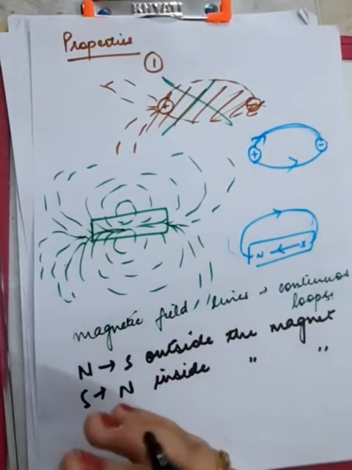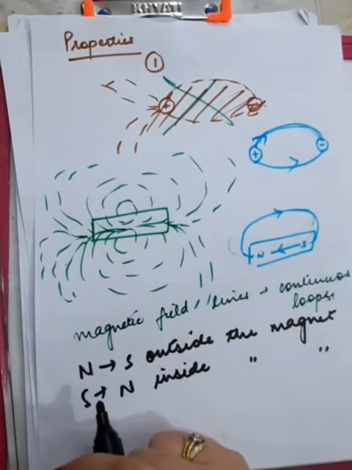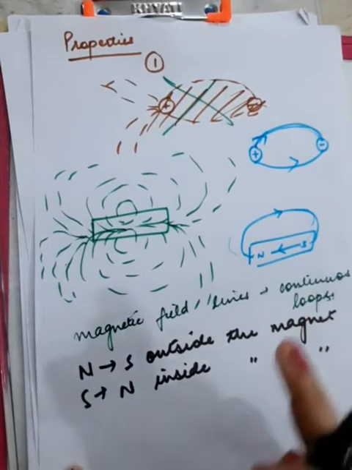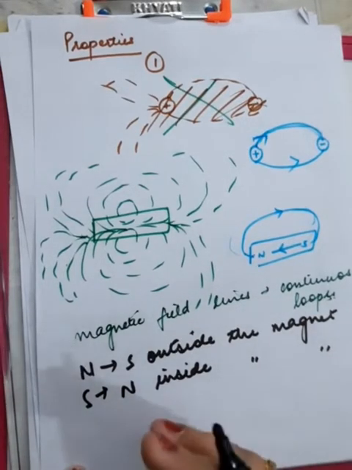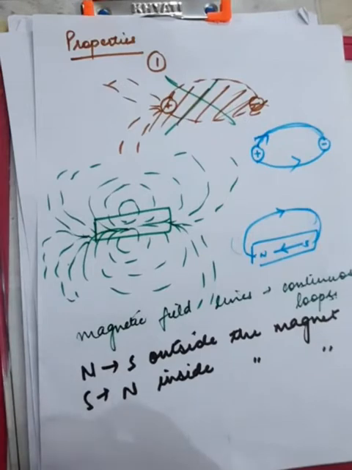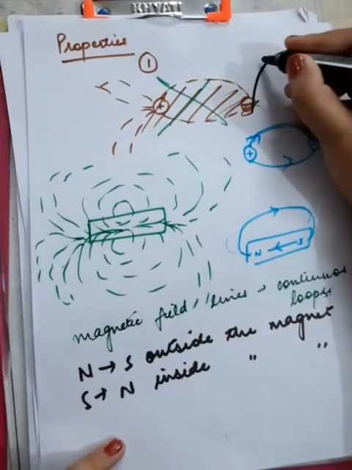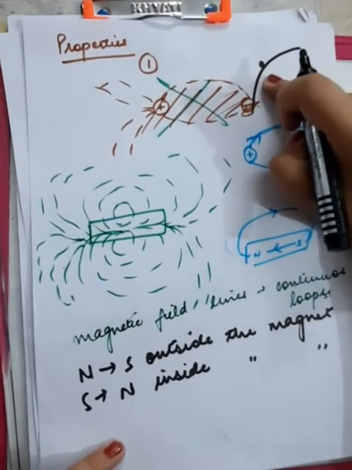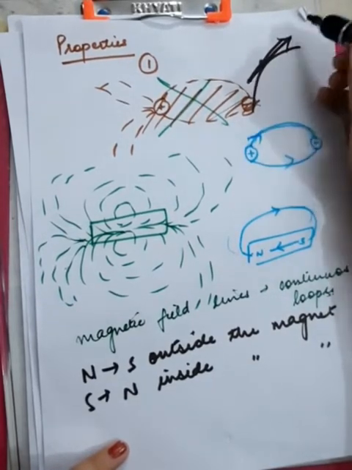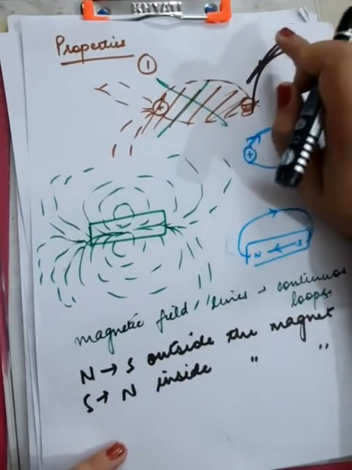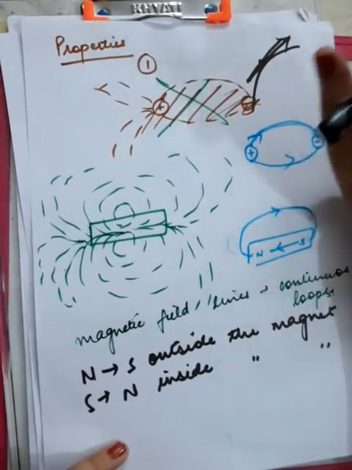So what was property number one? Magnetic field lines form continuous loops. Property number two, the magnetic field lines have the direction from north to south outside the magnet and from south to north inside the magnet. Next property, if you have a magnetic field line, and you happen to choose this point to find the direction of magnetic field, then you just have to draw the tangent. The tangent at this point will give you the direction of magnetic field at this point. Remember that. So this is the next property.